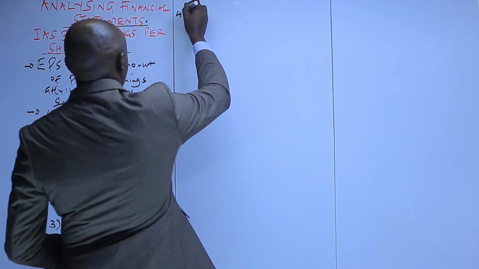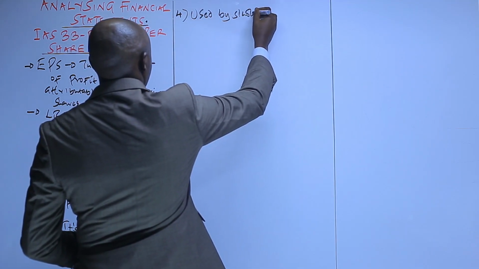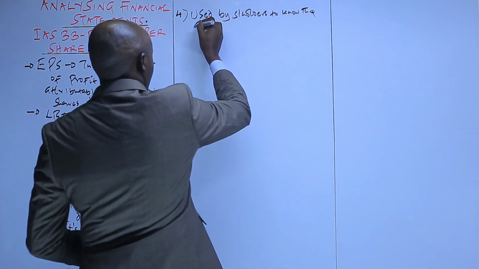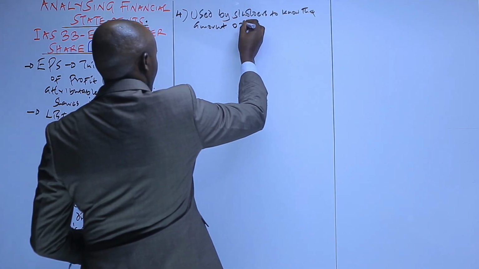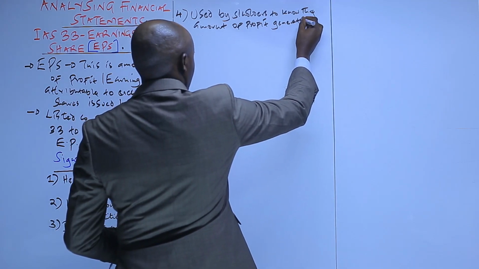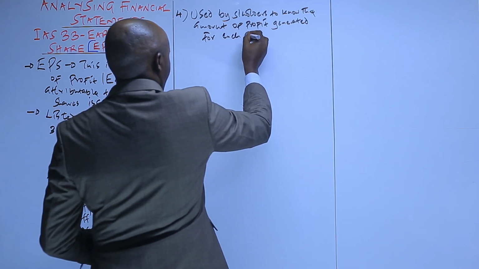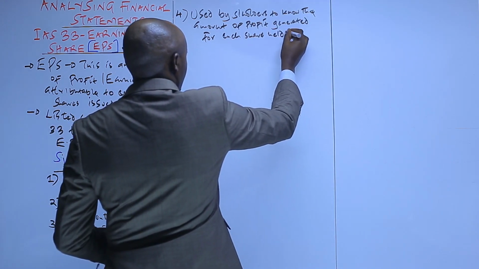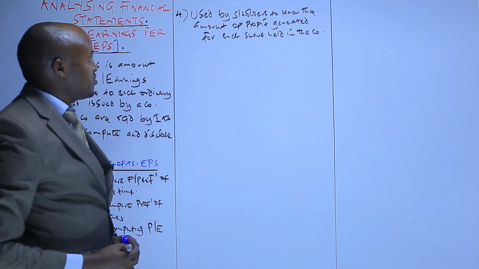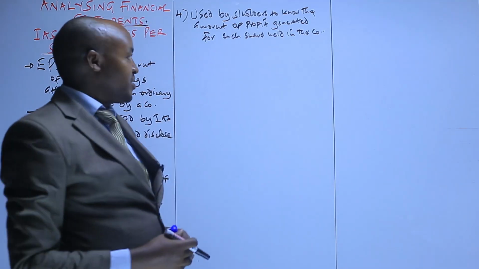And also this earnings per share is used by shareholders to know the amount of profit generated for each share held in the company. So as a shareholder of the company, you can be able to know the amount of profit that particular company was able to generate for each share held in that particular company.